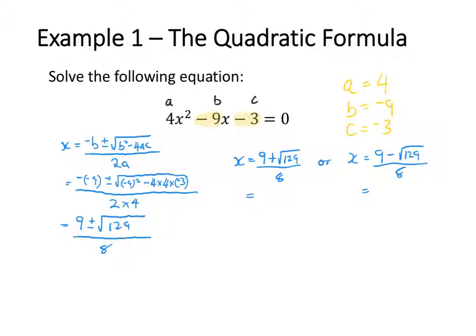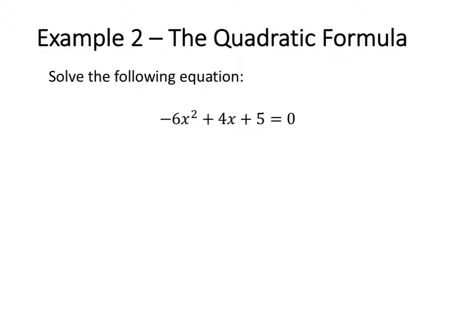So 9 plus the square root of 129 divided by 8 is equal to 2.54. And then 9 take the square root of 129 divided by 8 is equal to negative 0.29. So to solve the equation 4x squared minus 9x minus 3 is equal to 0, x is going to equal 2.54, or x is going to equal negative 0.29. So let's have a look at a second example.